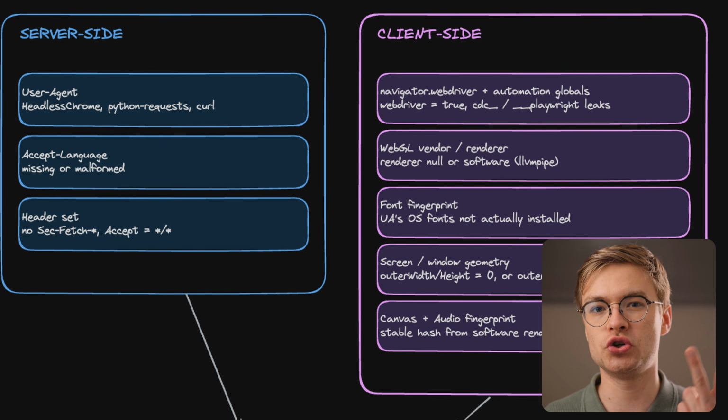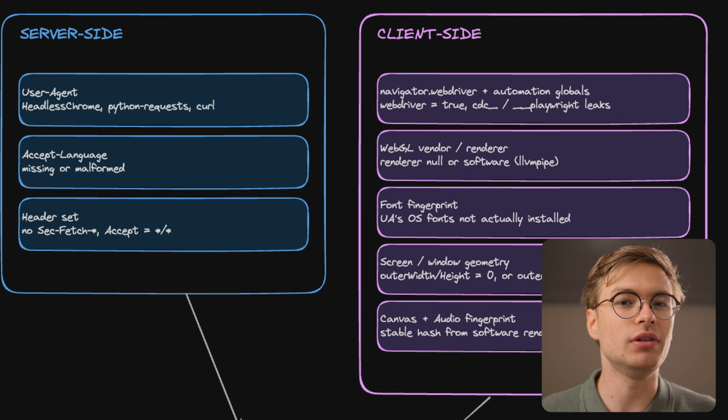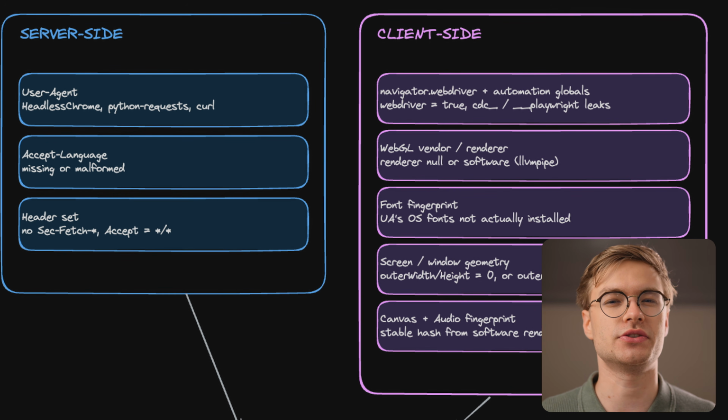Now, CAPTCHAs are not going to appear anywhere in this story, because in this case the page doesn't ask anyone to click traffic lights, it decides whether someone is a bot in silence. And that silent decision is what stops a lot of AI agents today. Now, the 8 checks split into two distinct layers, and the two layers are really asking different questions altogether.